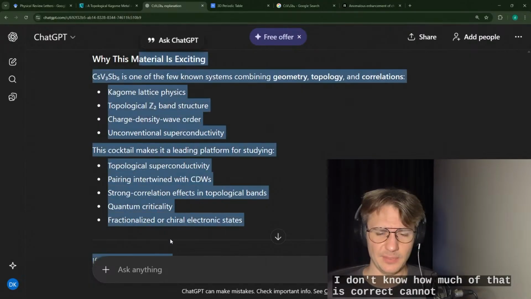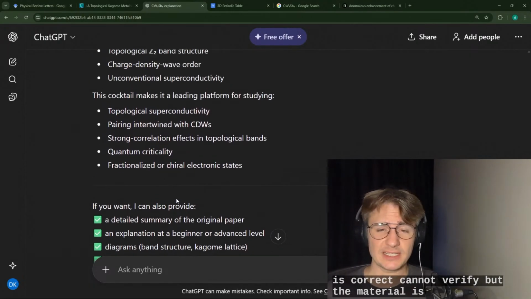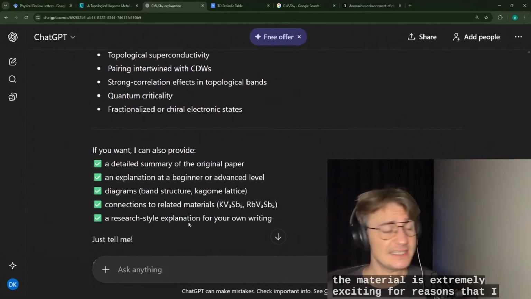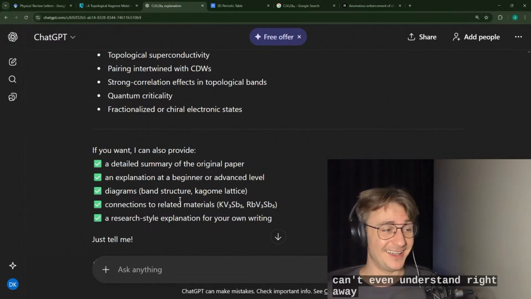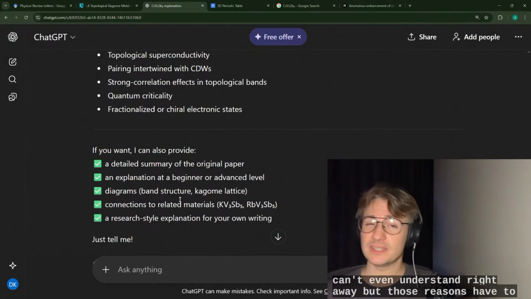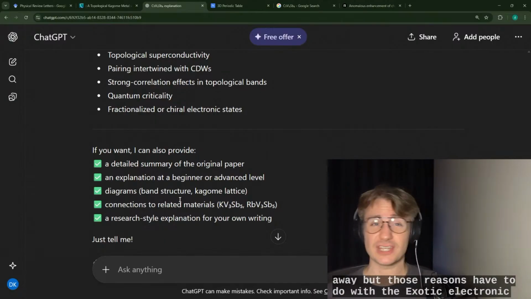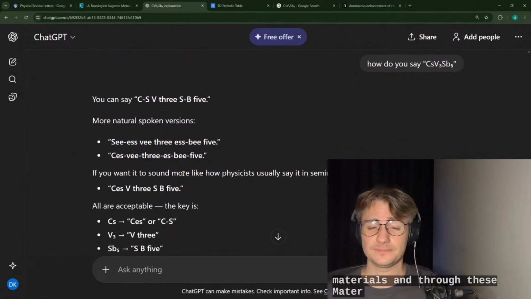Cannot verify, but the material is extremely exciting for reasons that I can't even understand right away. But those reasons have to do with the exotic electronic interactions that are possible on the surfaces of these materials and through these materials.